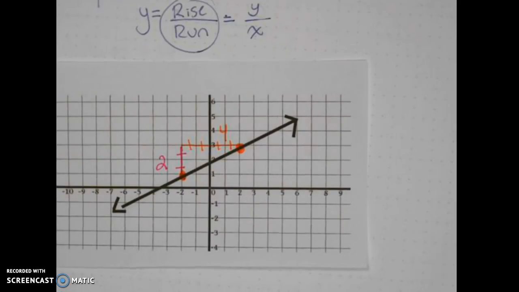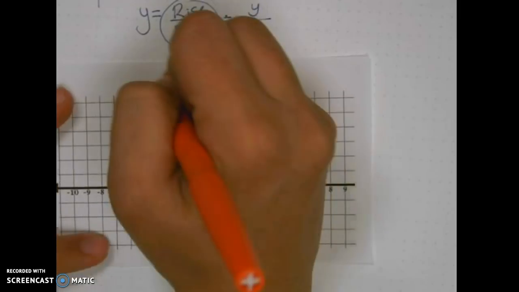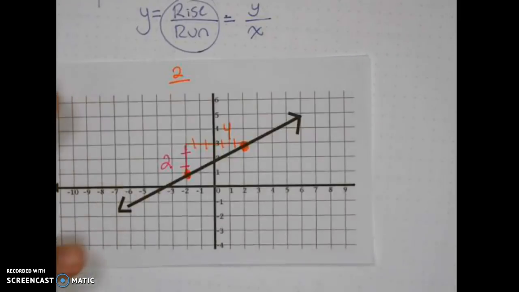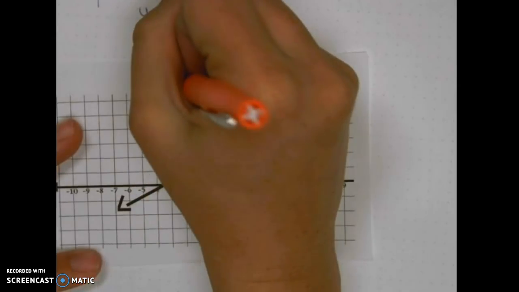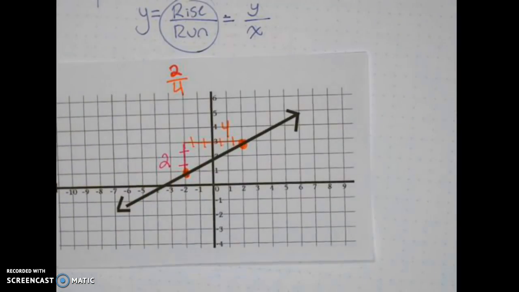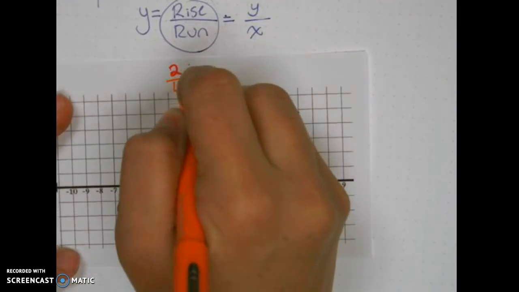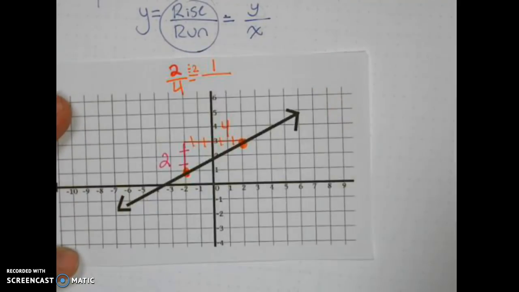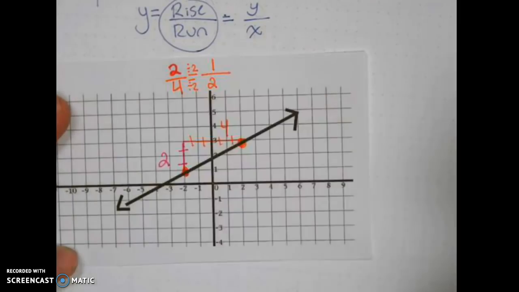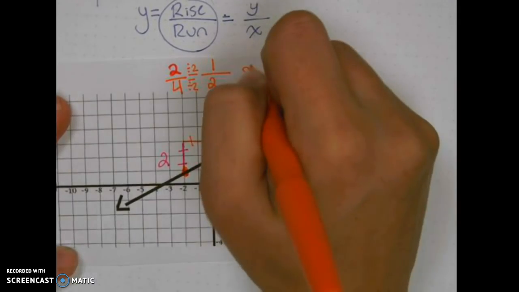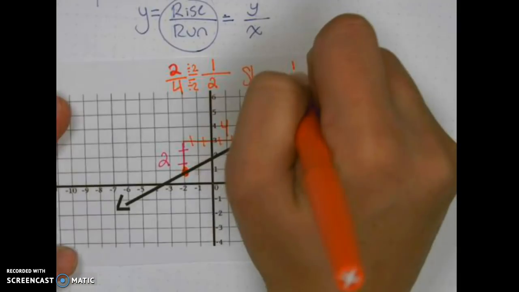Okay? So, rise over run. So my rise was 2. And my run was 4. Now, my first question is, can I reduce this? Yes, I can. The highest number that they both go into is 2. So I'm going to divide both by 2. 2 divided by 2 is 1. 4 divided by 2 is 2. So my slope is 1/2.